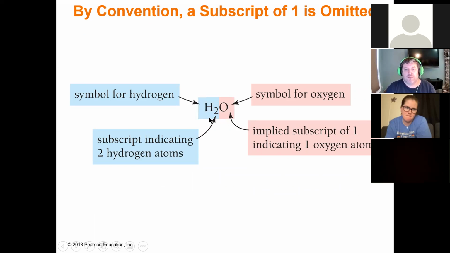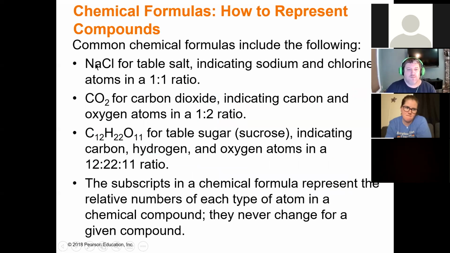You think of this as a recipe, okay? This is the recipe for water. Here are some other recipes. Sodium chloride, NaCl. This is a ratio of 1 sodium to 1 chlorine. CO2, carbon dioxide. This is 1 carbon for every 2 oxygens.